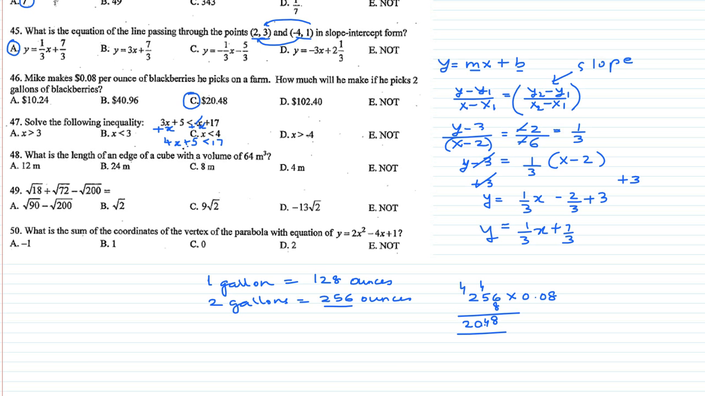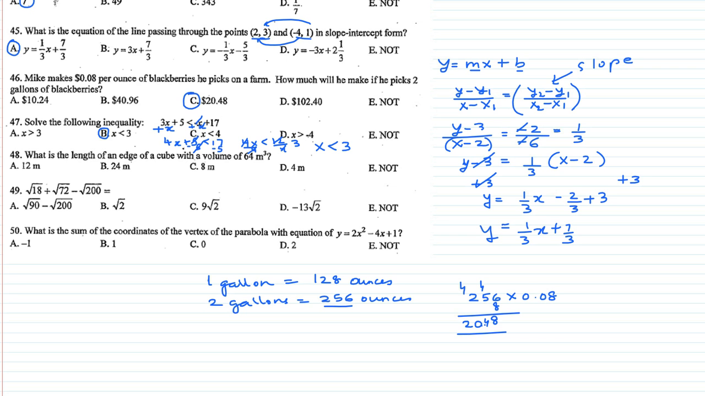And then I can subtract 5 from both the sides. So this 5 cancels with this 5. And then we have 4x is less than 12. And then I can divide both sides by 4. And then this 4 and this 4 cancel, and 12 divided by 4 is 3. So x is less than 3. So looks like answer B is the right answer.